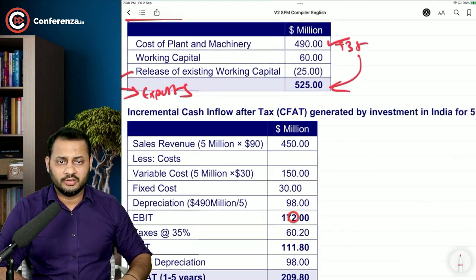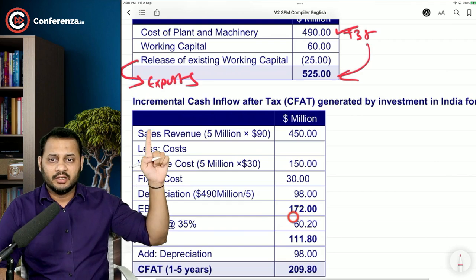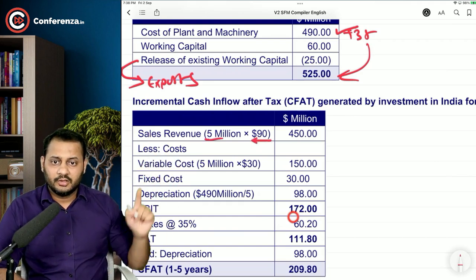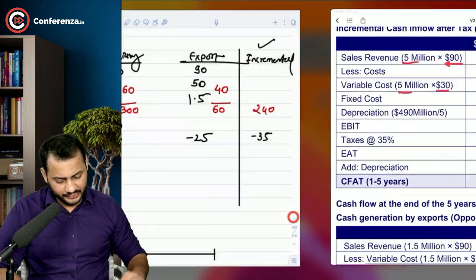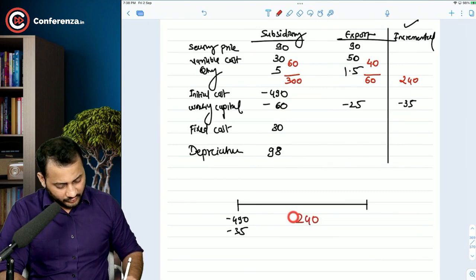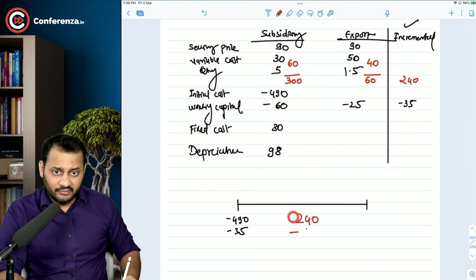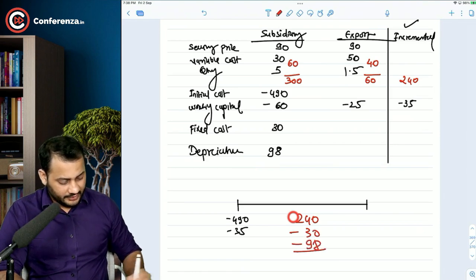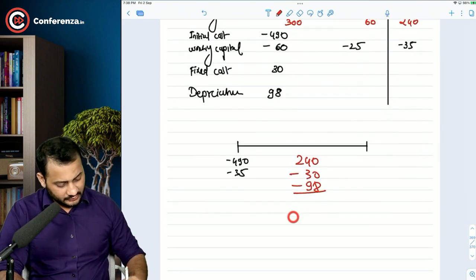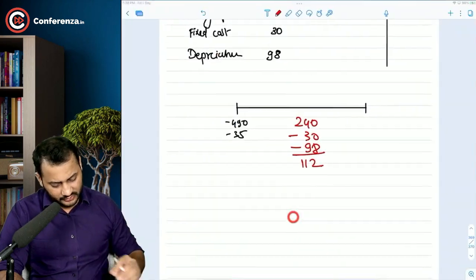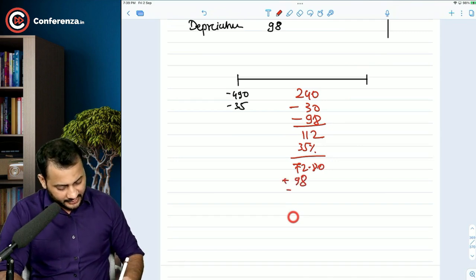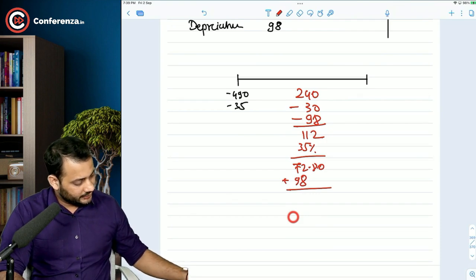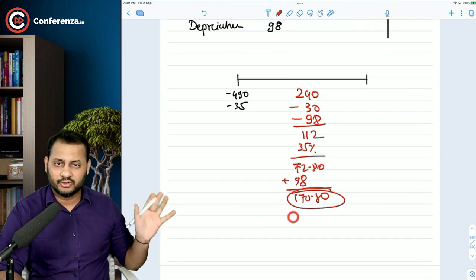Let's go for the cash flows generated by investment in India for 5 years. See, sales revenue 5 million into 90 less cost 5 million into 30. So they are doing it like this. It's okay. I told you 240, I will take 240 here. Incremental contribution less fixed cost of 30 less 98 of depreciation. So 240 less 30 less 98 becomes 112. I think they have calculated the tax also. Chalo, I will take the tax as well. Less 35% tax, that's 72.8, plus add back depreciation 98. 72.8 plus 98 goes to 170.80. So the total should be somewhere like this.